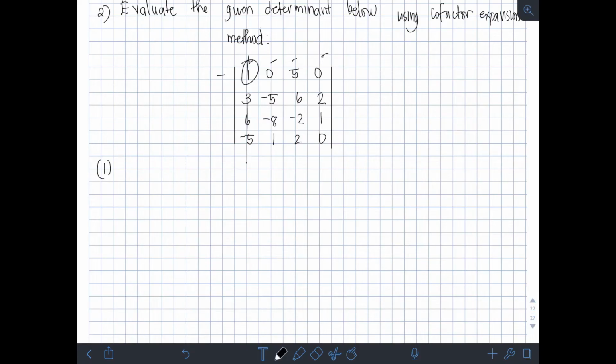So, cross out natin tong row 1 tsaka column 1. Matitira is negative 5, 6, 2, negative 8, negative 2, 1, 1, 2, 0. Then, negative 1 raised to 1 plus 1 or 2. Okay? Plus, this time, itong 0.